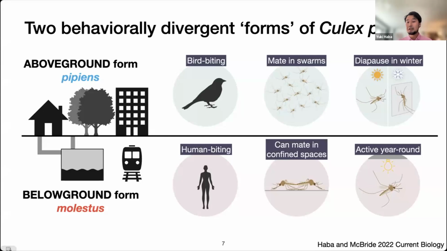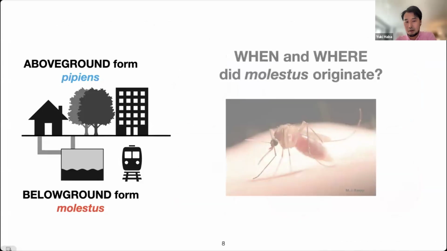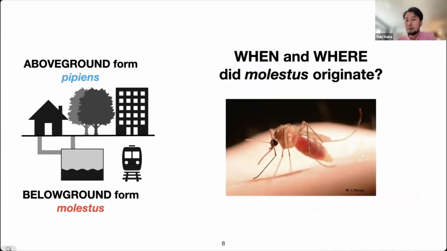Although it's been almost a century since the discovery of molestus in London, the origin of the enigmatic human-biting mosquito remains contentious. So here's a question. When and where did the human-biting underground form molestus originate?